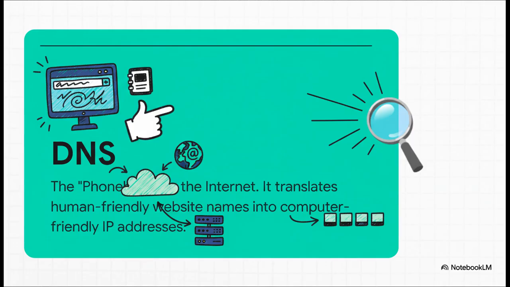We, as humans, love easy names like google.com, right? But computers, they don't speak that language. They only understand numbers. So that's where the DNS, or domain name system, steps in. You can think of it as the internet's giant phone book. It does one crucial job: translating that human-friendly name into the computer-friendly IP address that networks actually use.